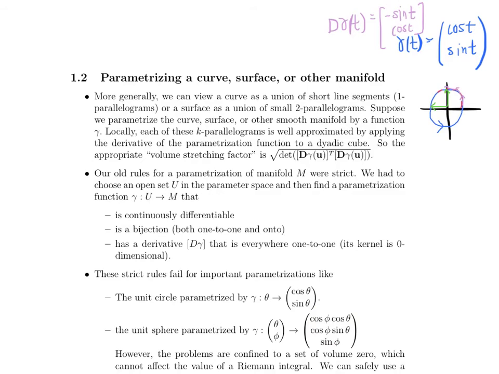And that's okay, because the problems are confined to a set of volume 0, which won't affect the value of a Riemann integral. So we can safely use these sort of relaxed parameterizations that are not quite one-to-one, or that have a derivative whose determinant may be 0 on a set of volume 0. As long as it's happening on a set of volume 0, we're all good.